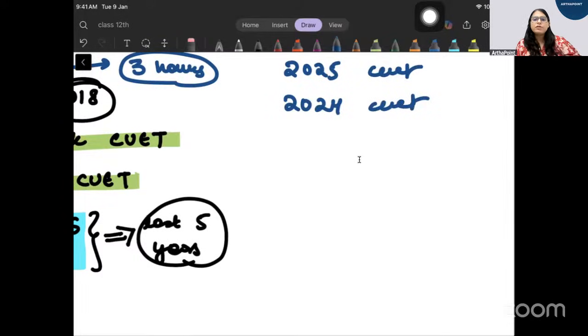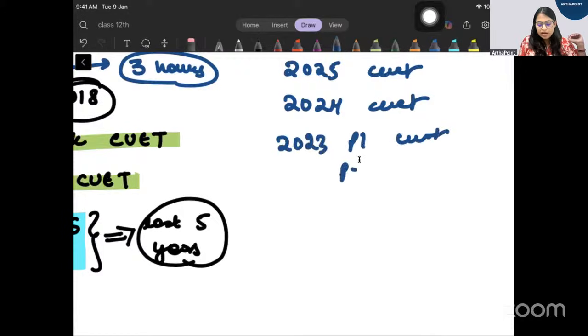Then in 2023 there were two phases, phase 1 and phase 2. So 2023 phase 1 I will solve the next day. Phase 2 I will solve the next day. One day I will pick one 3-hour paper and solve. This is what my agenda should be. Apart from this, when I have given my 3 hours to this paper, then ma'am, what about the remaining hours?